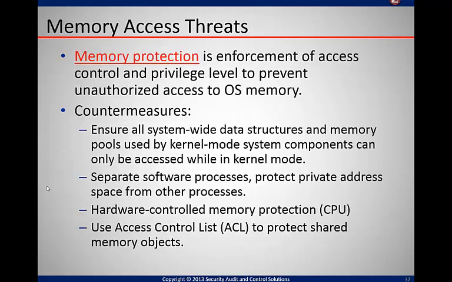Memory access threats, we have to have memory protection. This is an enforcement of access control and privilege level to prevent unauthorized access to operating system memory. Many of the later technologies within the CPU, such as AMD and Intel, have the NX bit set. So if any data wants to come from the data portion and be copied to the execute portion, it will be detected by the CPU and discarded.